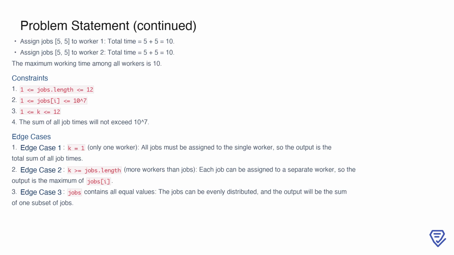Now, it's important to consider certain constraints and edge cases. For example, if there's only one worker, they must handle all jobs, so the output would simply be the sum of all job times. On the other hand, if there are more workers than jobs, each worker can handle at most one job, and the output would be the largest job time. Additionally, if all jobs require the same amount of time, the jobs can be evenly distributed among workers, making the output equal to the sum of one subset of jobs.